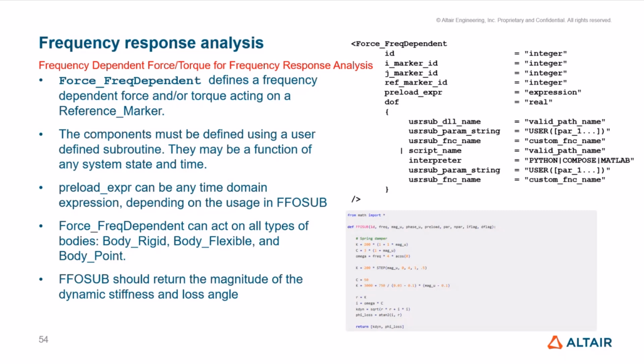Here the frequency dependent force or torque can be defined using the force underscore frequency dependent. This can be applied on any marker. The result components for this force need to be provided by a subroutine, and this subroutine should supply the magnitude of the dynamic stiffness and the loss angle. This force frequency dependent can act on any body: rigid body, flex body, and the point body. We also support a preload expression, which can be a time domain expression, and this has to be used in the FFO sub.